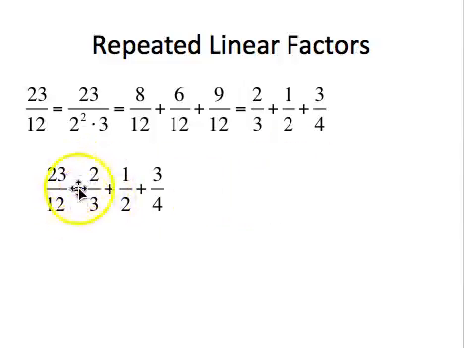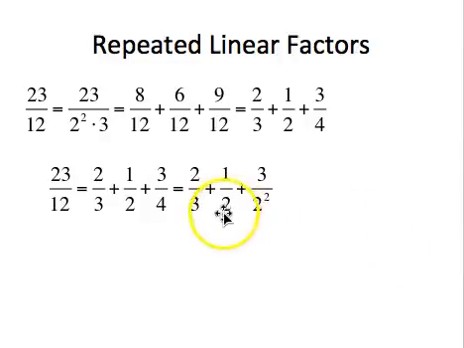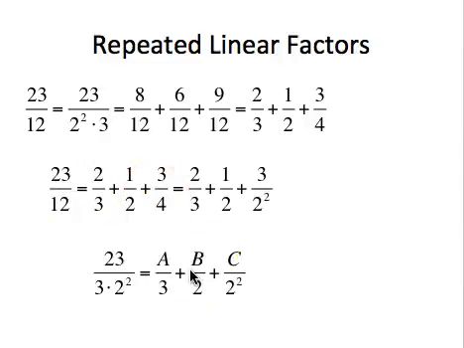So this is what we have. 23/12 is 2/3 plus 1/2 plus 3/4. Or 2/3 plus 1/2 plus 3 over 2 squared. And if I want to build my partial fraction expansion, it'll be something over 3 plus something over 2 plus something over 2 squared. That'll be our idea.